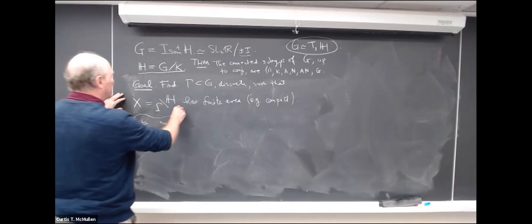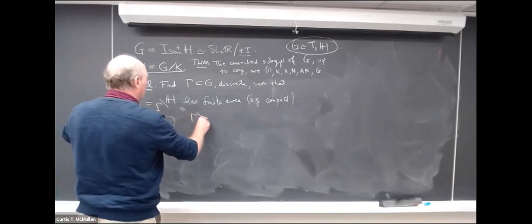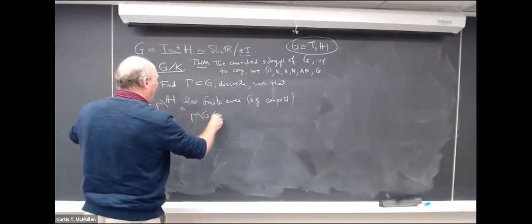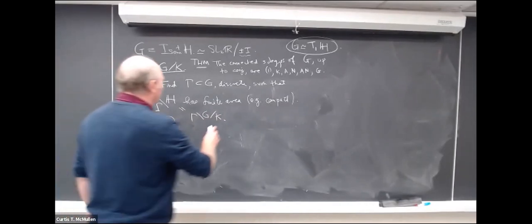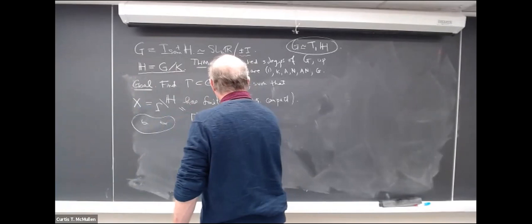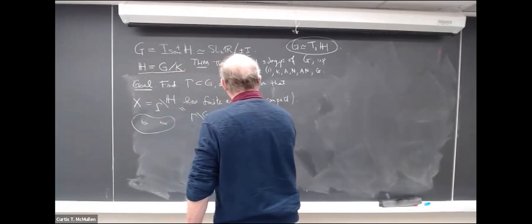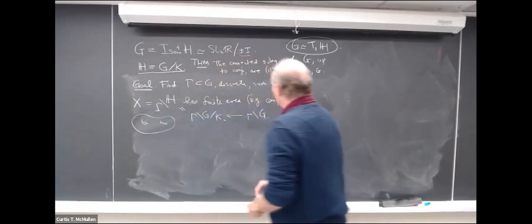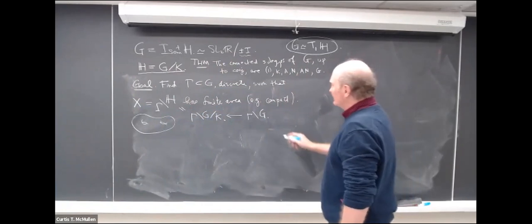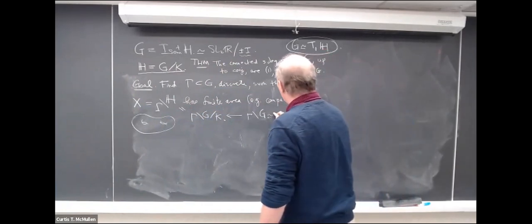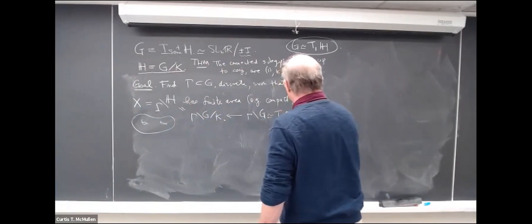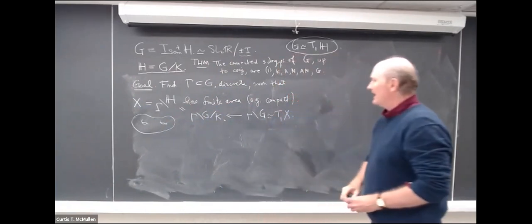So X can actually be written as gamma mod G mod K. And you'll notice that there's a natural space that covers this, which is gamma mod G. And geometrically, G is the unit tangent bundle, so this quotient is nothing more than the unit tangent bundle of the Riemann surface X itself.